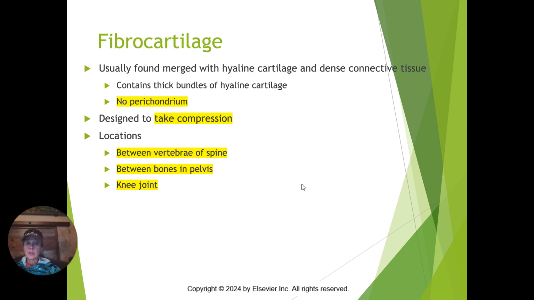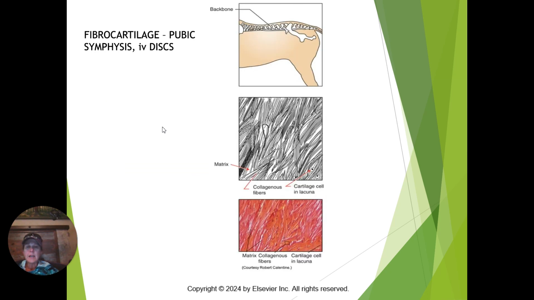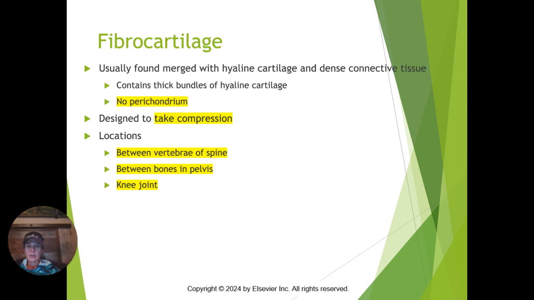Now, fibrocartilage is another type of cartilage that is kind of a merger, essentially a group project, of hyaline cartilage and dense connective tissue. Thick bundles of hyaline cartilage that do not have this perichondrium, or layer around the cartilage. Fibrocartilage, we'll see it most commonly in areas that we think of as kind of joint-like, but different joints, not our hinge joints or gliding joints like shoulders, ankles, and knees, but in joints that are really designed to take compression.